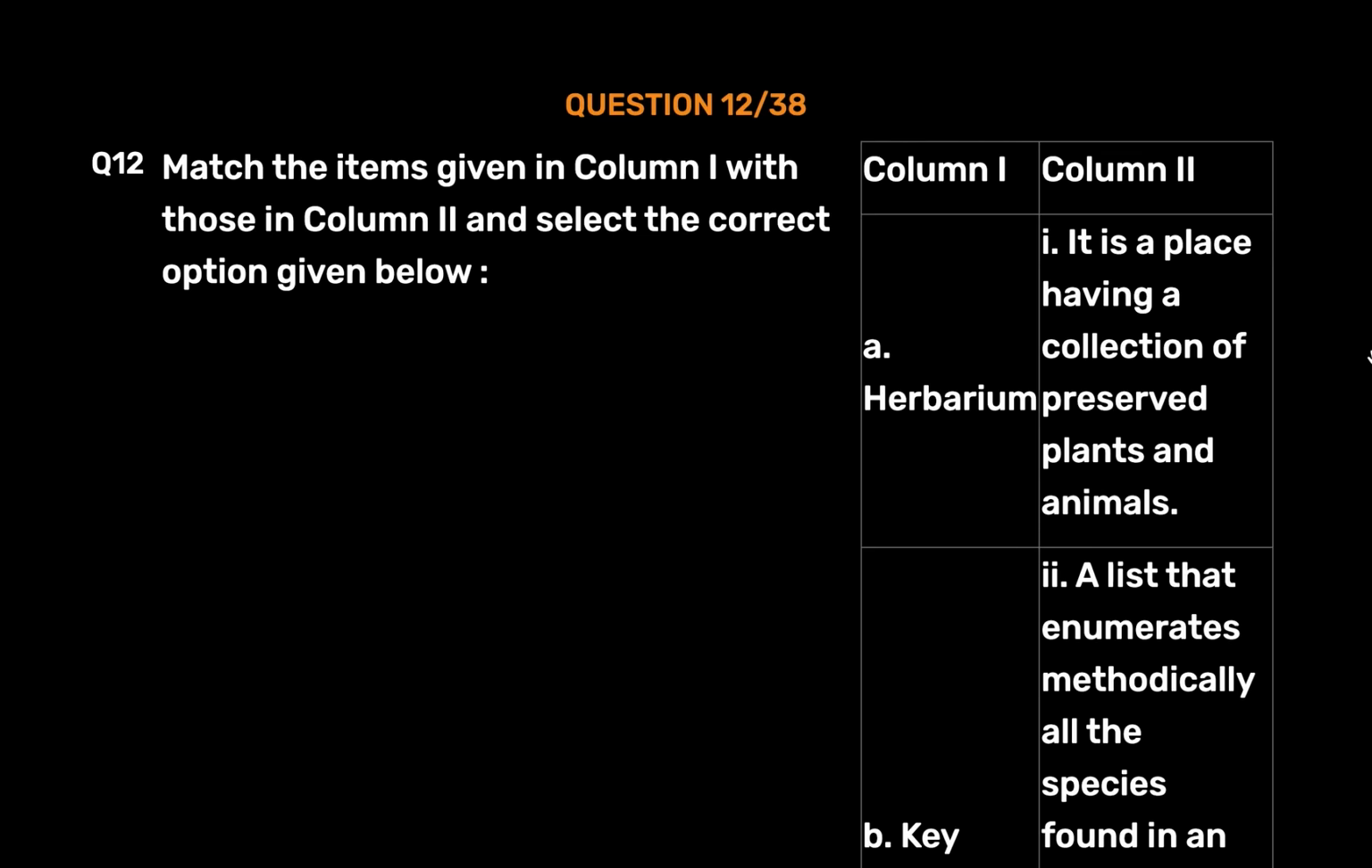D. Catalog. 4. A booklet containing a list of characters and their alternates which are helpful in identification of various tags. Option A. 243I. Option B. 32I4. Option C. I432. Option D. 34I2. The correct answer is Option D.